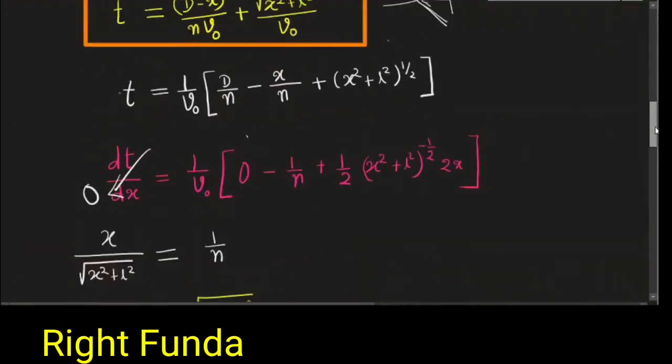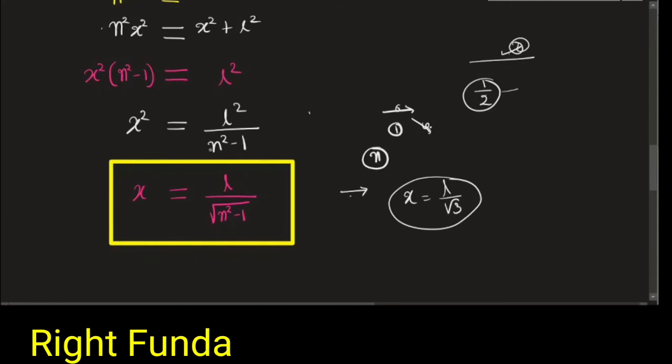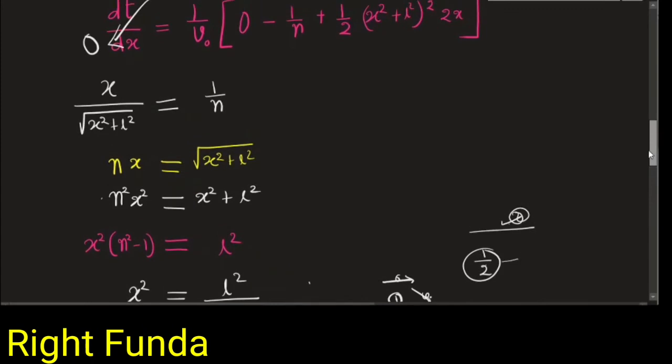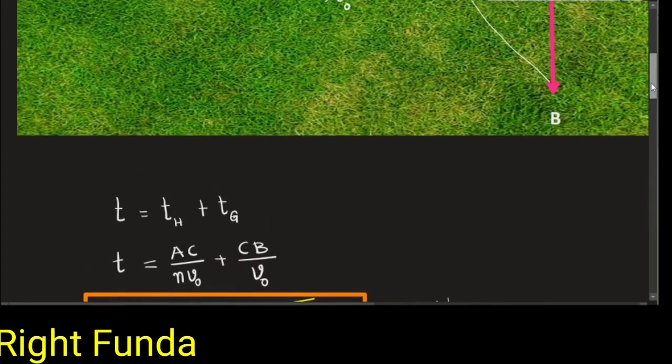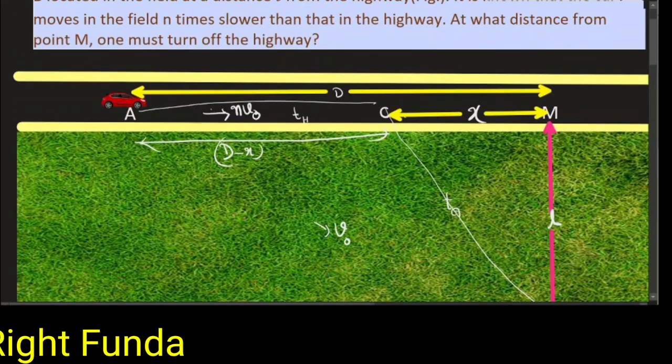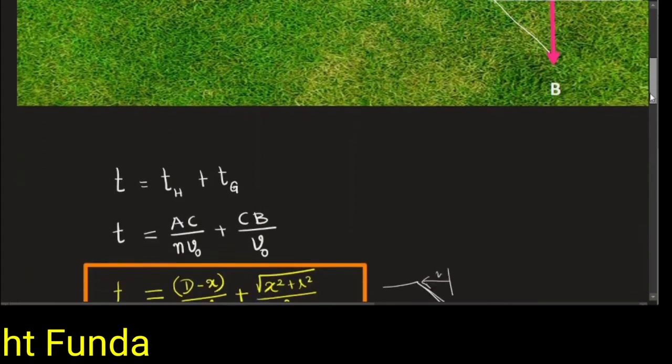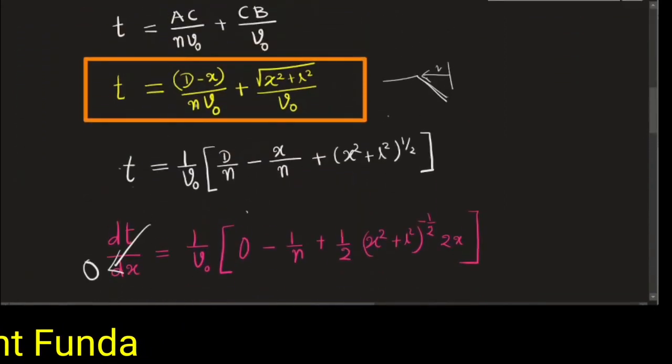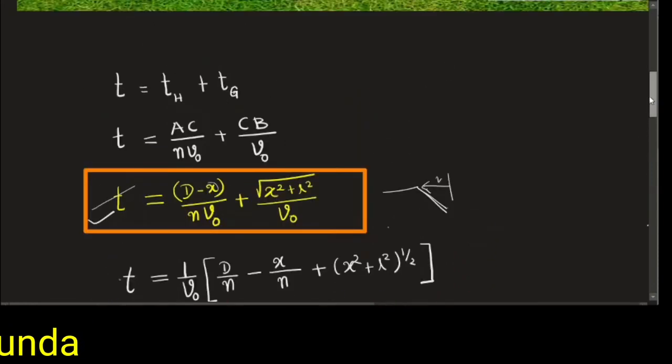So we have calculated where he'll be taking a turn so that the time will be minimum. If the question asks, it will give the value of V0, the speed at which it can move in the grass field, or the speed on the concrete road, that is, the speed of the car will be given to us. Then we can even calculate the minimum possible time to reach from A to B by substituting the value of X we got, and we will get that minimum time to reach from A to B.